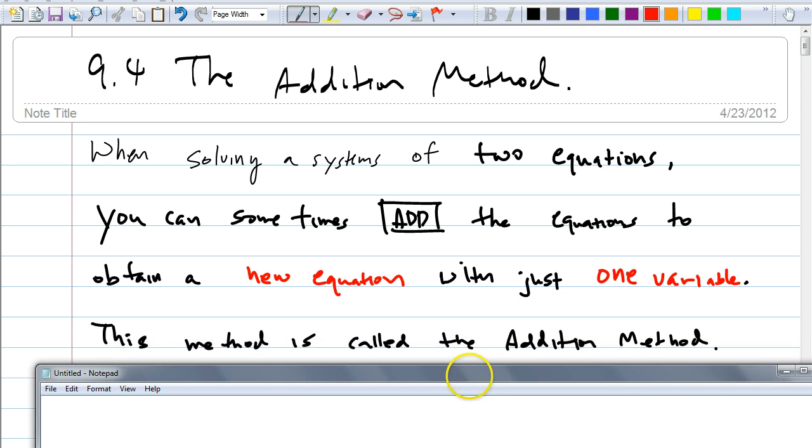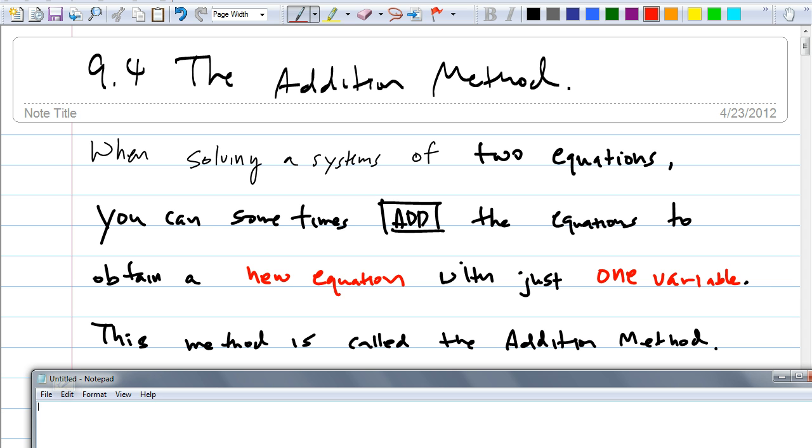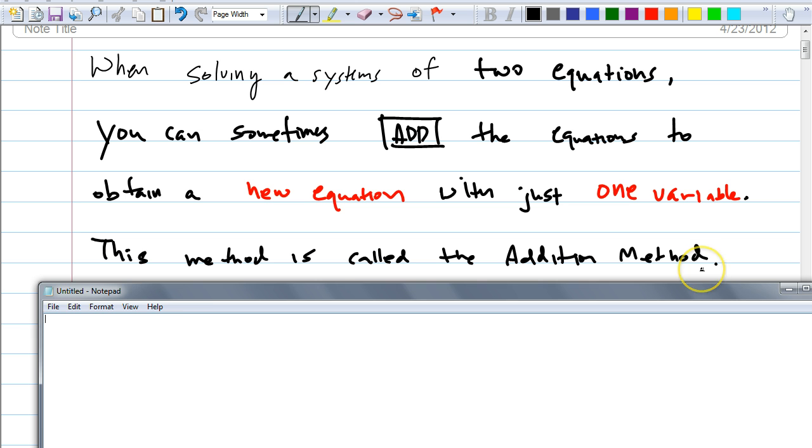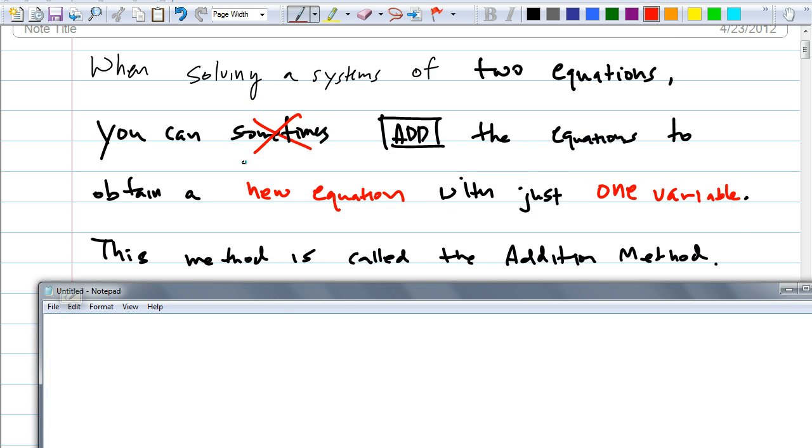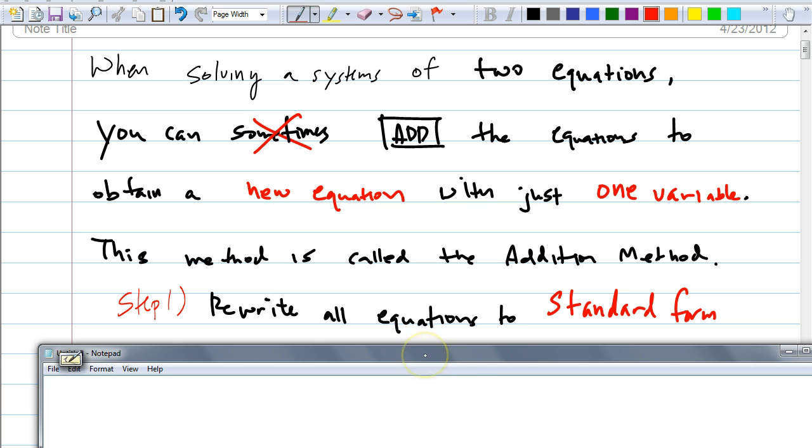And of course, this method is called addition method. Go ahead and write this down. I'll give you some time. So I actually want to get rid of this sometimes. So you could actually do this every time, if you wanted to. So first, we write two equations in standard form. That's what we do.